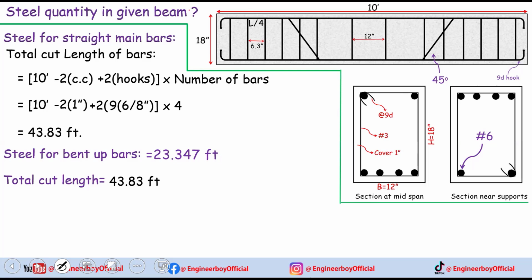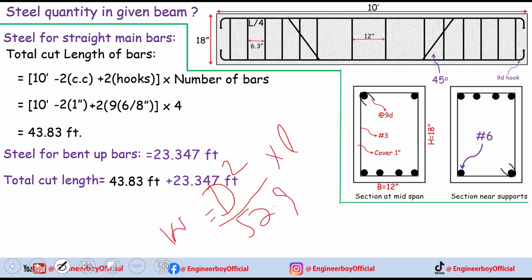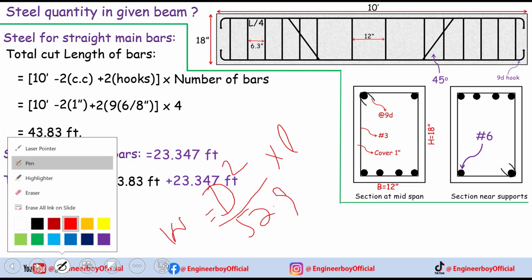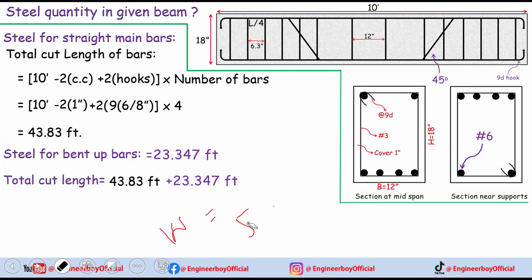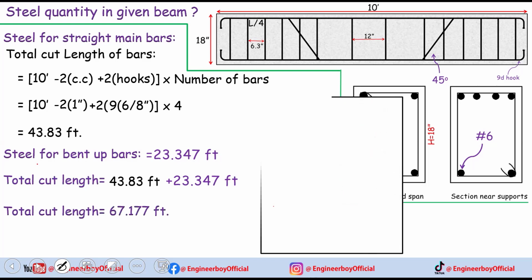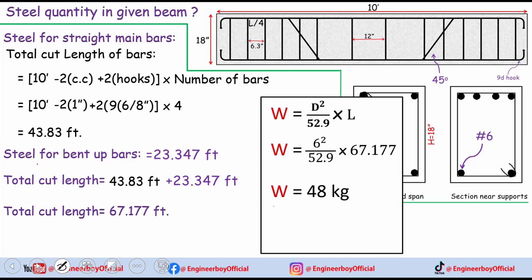We're going to put all these things in that formula. If you remember the formula, like maybe d square by 52.9 times L. Are you guys there? Yes, sir. Now I'm adding the total cut length, because the bar's diameter for the bent bar and then for the straight bars is just the same thing. Okay, so we have 43 and then we have 23. Okay, so we can add them. So 67 feet, and just put this in the same formula for the weight. So we can have, of course, the weight for the same bar, which is 48, and this should be 48 kg. It means we should demand 48 kgs of number 6 bar for the same beam. And I'm not discussing this formula again and again because we have already covered this.